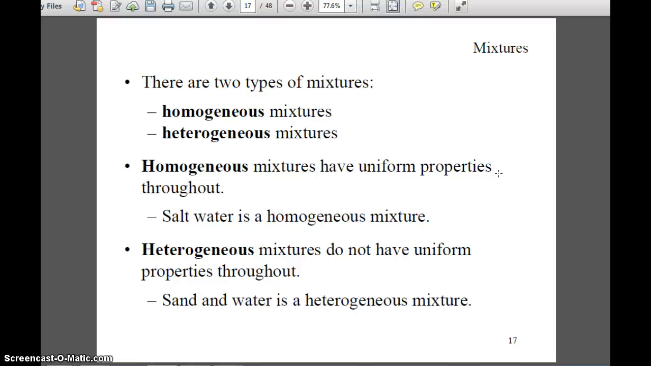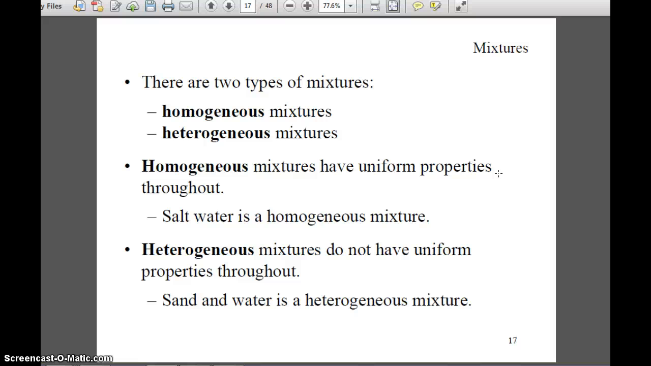Now, you can take salt water and you can just subject that to boiling or distillation, which is a physical method, and that will separate out the water from the salt. So you can actually take a homogeneous mixture and separate the two components out.